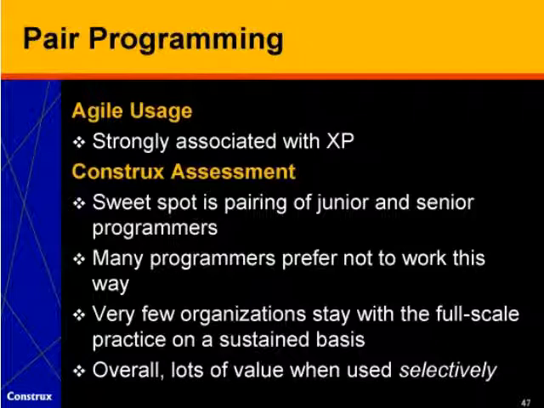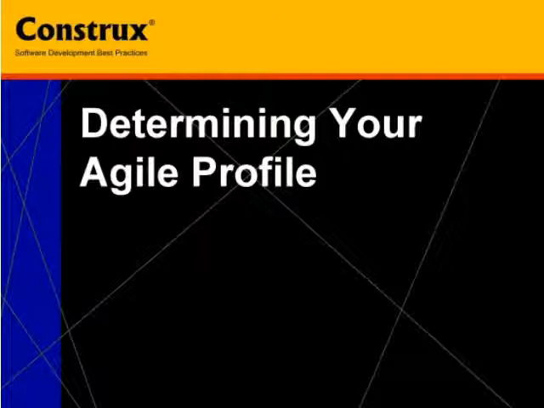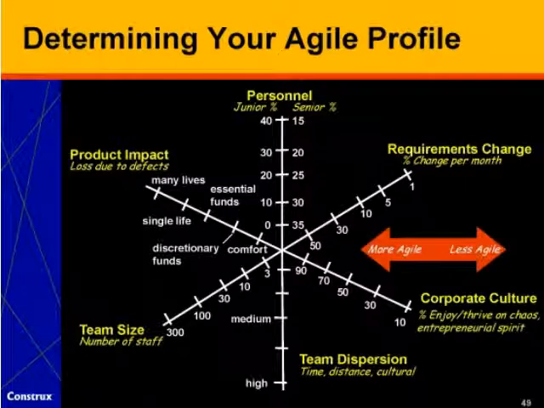So with some specific practices under our belts, I'd like to spend a couple minutes now talking about how you can determine your Agile profile. That is, how Agile do you really need to be? One way to look at it is on what's known as a caveat diagram or a star diagram, where we look at a number of dimensions. In this case, the axes are labeled in such a way that the closer you are to the middle, the center of the diagram, the more Agile you can be. The closer you are to the edge of the diagram, the less Agile.